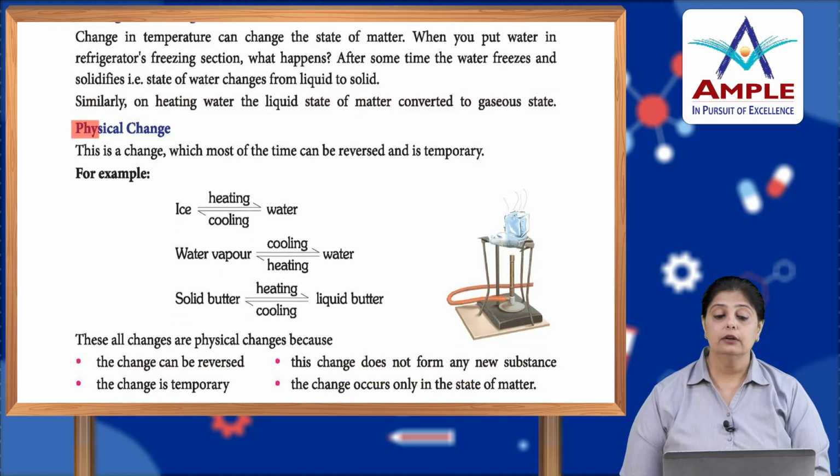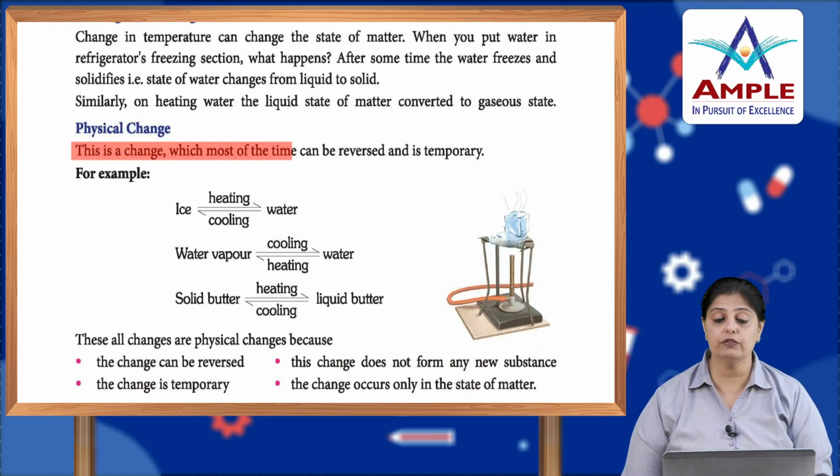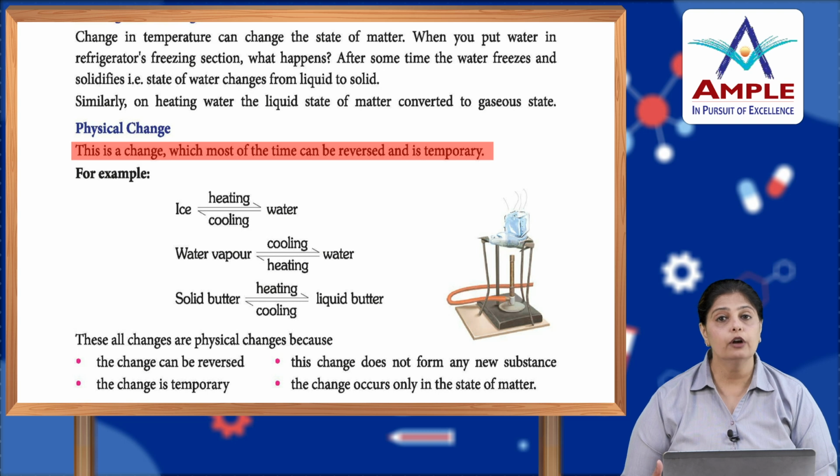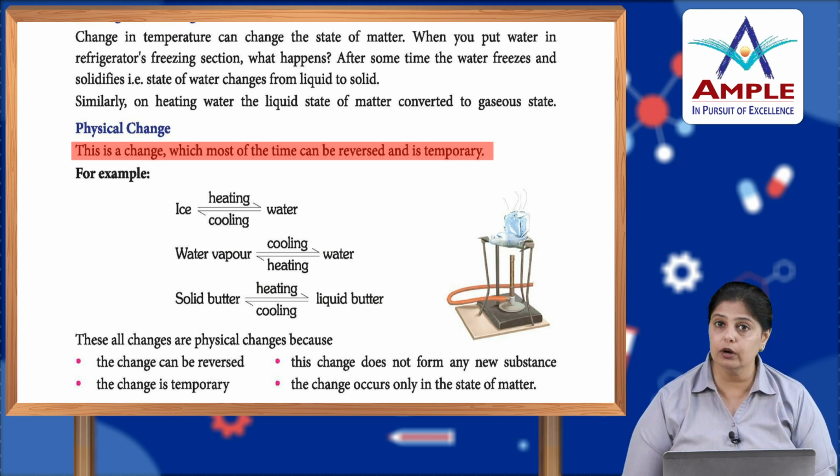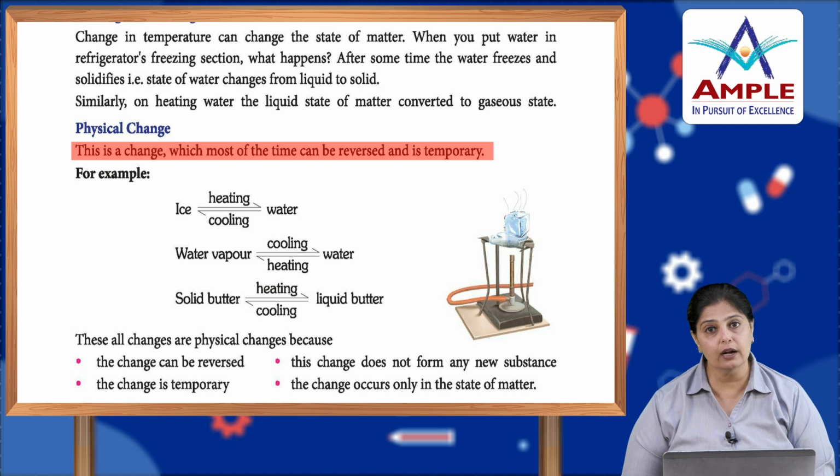Now, this is a physical change, which most of the time can be reversed and is temporary. It can be reversed: when you freeze the water and get it out of the refrigerator, it changes back to water, and when you heat it, it changes into water vapor, and again upon cooling into solid. So this state is temporary and it can be reversed.